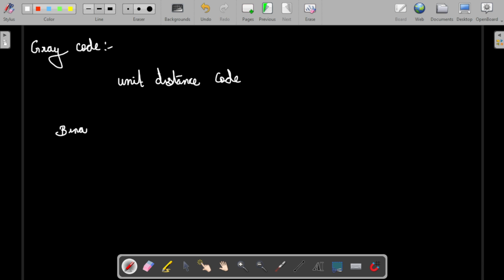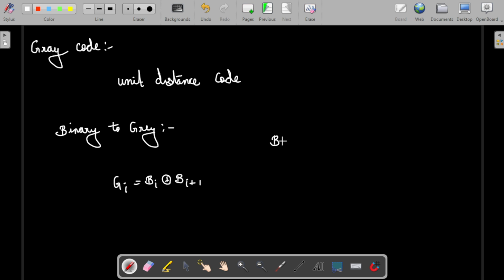So here is a conversion from binary to gray code. We can convert binary to gray code as follows: Gi, which is the bit in the gray code, can be found out by the binary input at the ith position XORed with the binary input at the i plus 1th position, meaning the next position. Okay, so this is how we usually calculate it.